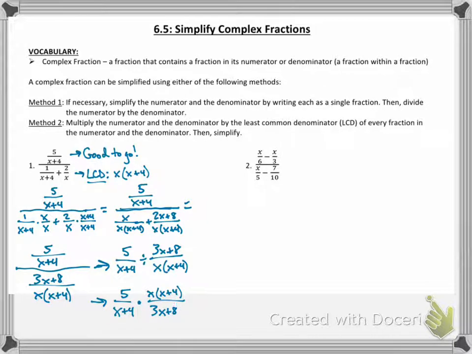Once I do that, now it's just a matter of, let's see what goes together. What can I cancel out? So I see an x plus 4 on top of each other. And that's pretty much it, which is going to leave me with a final answer of 5x over 3x plus 8.